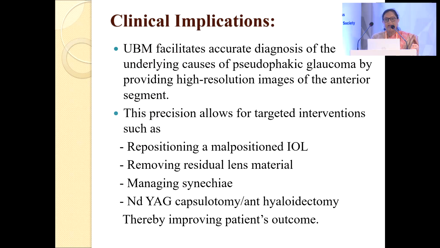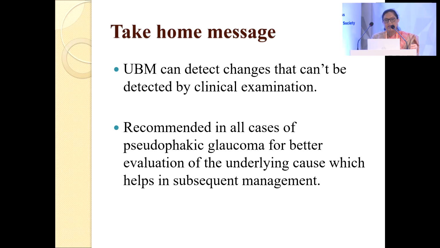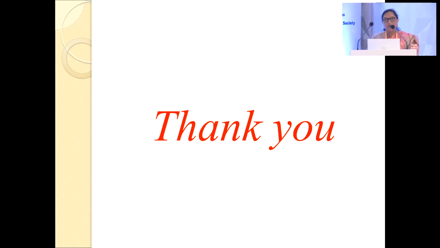UBM facilitates accurate diagnosis of the underlying causes of pseudophakic glaucoma by providing high resolution images of the anterior segment. This precision allows targeted intervention, such as repositioning a malpositioned IOL, removing residual lens material, managing synechia, Nd:YAG capsulotomy and anterior hyaloidectomy in malignant glaucoma, thereby improving the patient's outcome. UBM can detect changes that can't be detected by clinical examination and is recommended in all cases of pseudophakic glaucoma for better evaluation of the underlying causes, which helps in subsequent management. Thank you for patiently hearing.